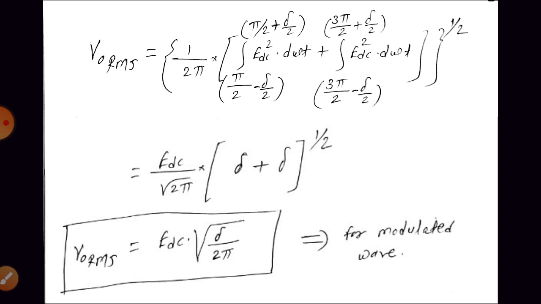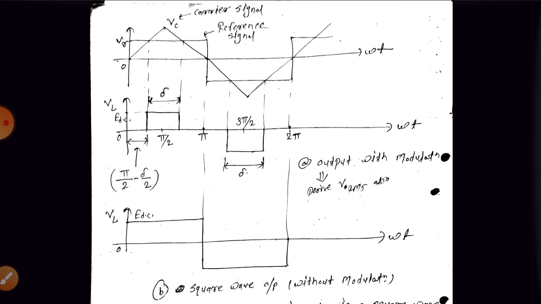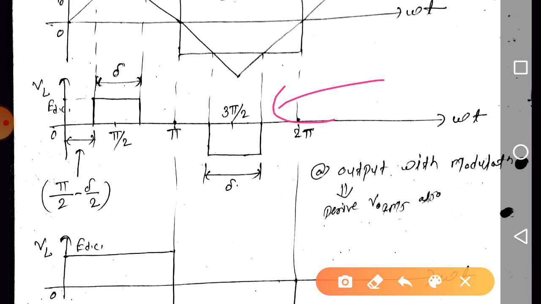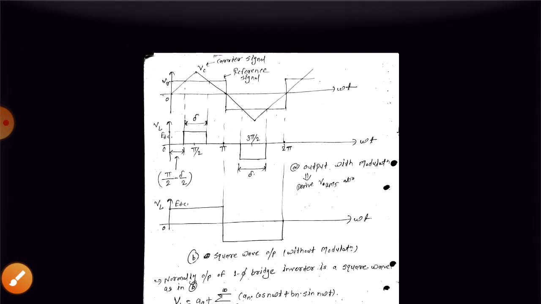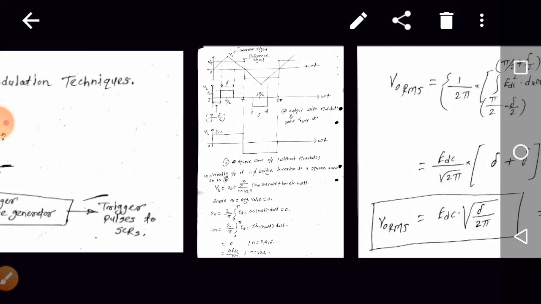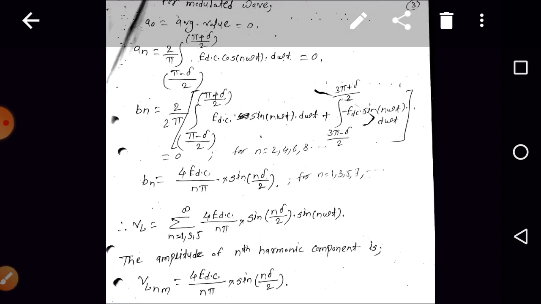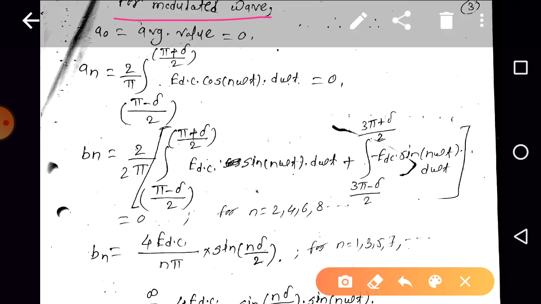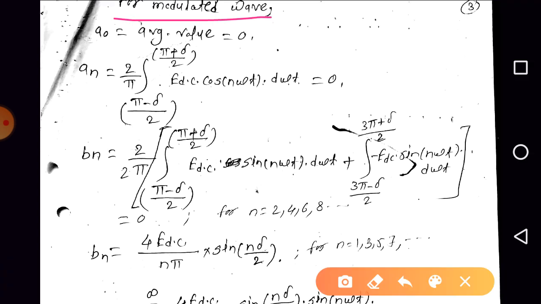Next, can we derive the Fourier series analysis? Can we discuss the Fourier series analysis of this modulated waveform? And from this we can conclude which harmonics are absent or which harmonic can move by the delta. Okay, so for the modulated waveform, what is the A0? That is the average value. Yes, the average value will definitely be 0, right? Because from pi by 2 minus delta by 2 to pi by 2 plus delta by 2 it is EDC. Similarly, 3 pi by 2 minus delta by 2 till 3 pi by 2 plus delta by 2 it is minus EDC. So the average value will be 0.